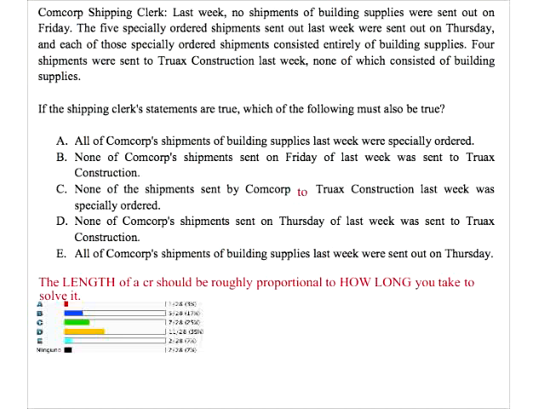Last week, no shipments of building supplies were sent out on Friday. The 5 specially ordered shipments were sent out on Thursday. And each of those specially ordered shipments consisted entirely of building supplies. 4 shipments were sent to Truax last week, none of which consisted of building supplies. Okay, which of the following must also be true?